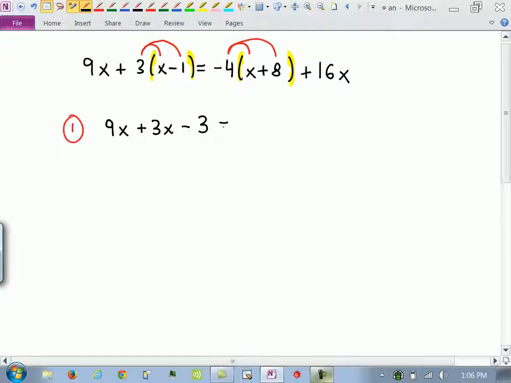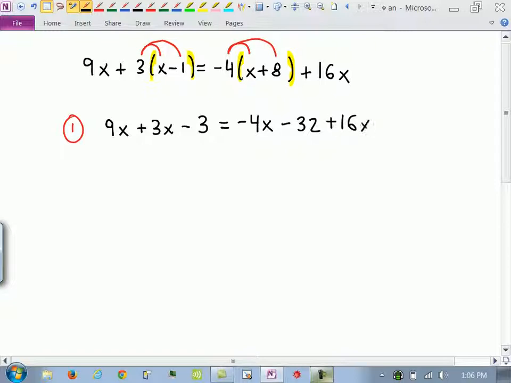Questions? Equals, the second multiplication is that negative 4 times x, which becomes a negative 4x. Negative 4 times the positive 8, negative times negative is positive. No, negative times negative is positive, but that's a negative times a positive, so that's negative. Sorry, I'm not trying to confuse you, just having a little bit of a blanking here. What else? Plus 16x.